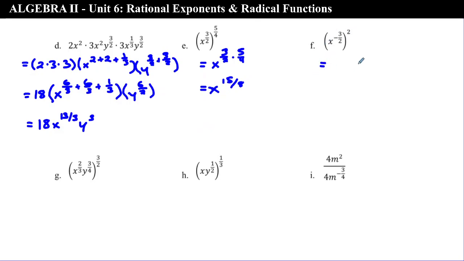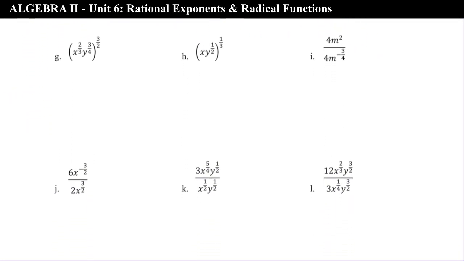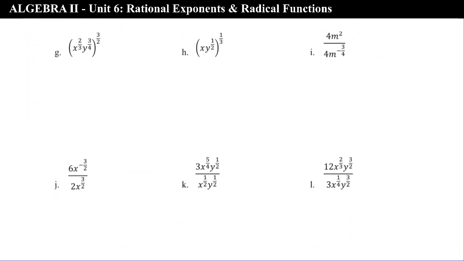For F, we have x to the negative 3/2 squared. So we're going to multiply those powers. So you've got negative 3/2 times 2, which gives us x to the negative 3. And then to write it in the simplest form, we don't want negative exponents, 1 over x to the 3rd. Let's move on down to G.